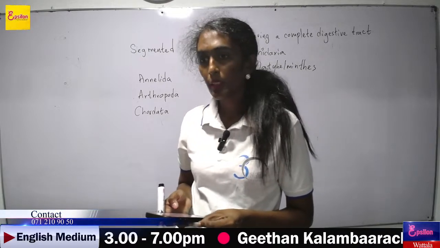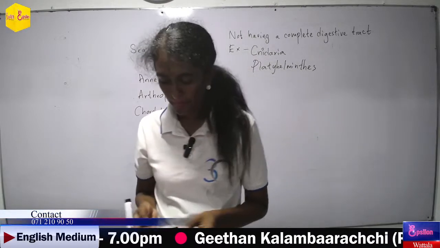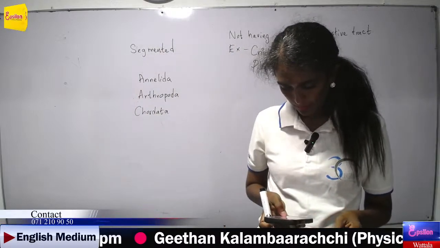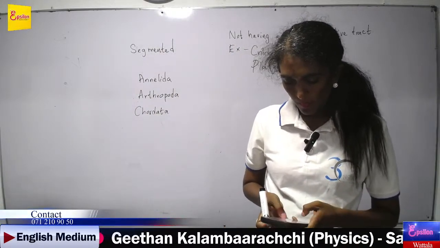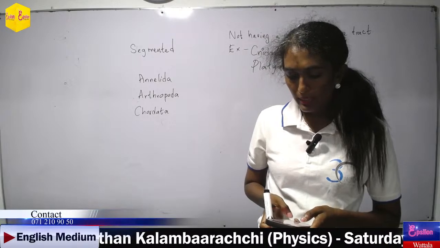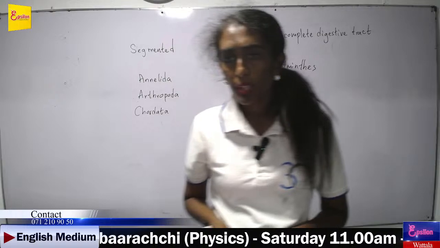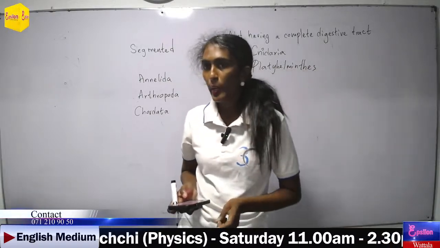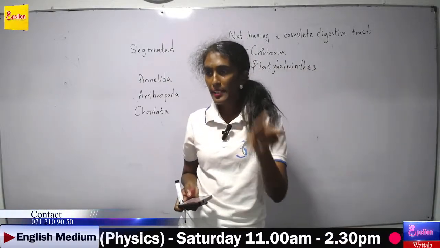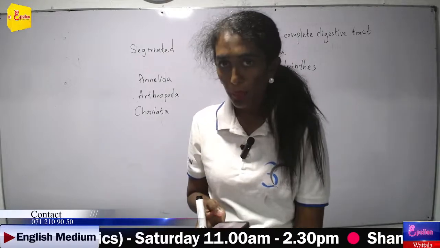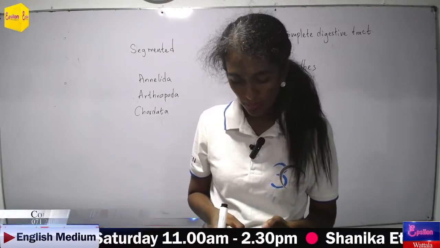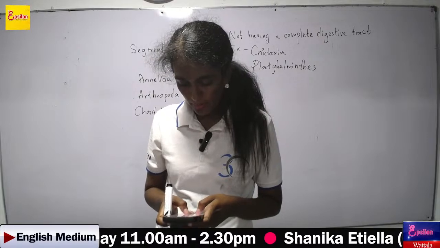Did we define polyp and medusa? We did, no? So what can you say about the number of germ layers present in Platyhelminthes? Two or three? Three. I told only Cnidarians are diploblastic. This one is triploblastic. Understood now? Alright. Let's go to the next one.